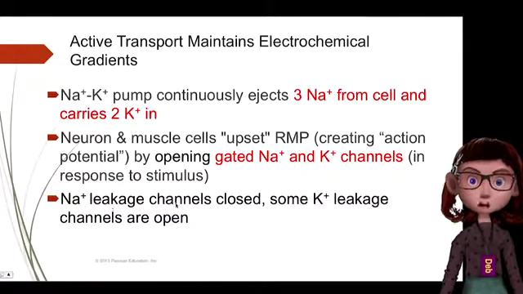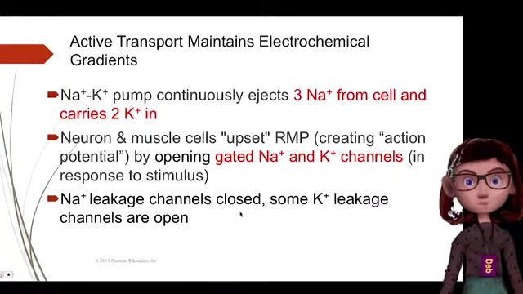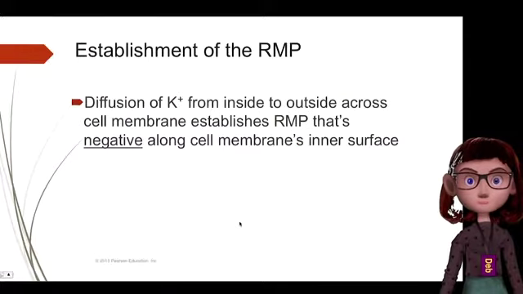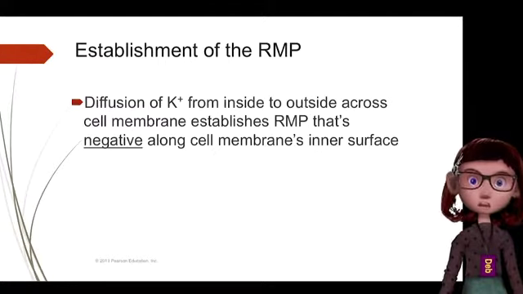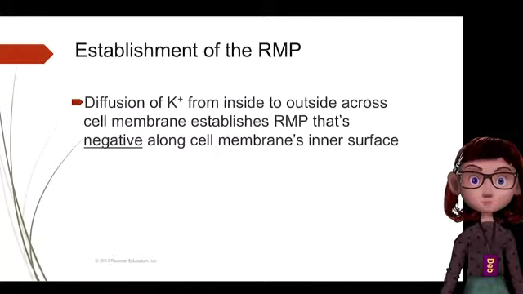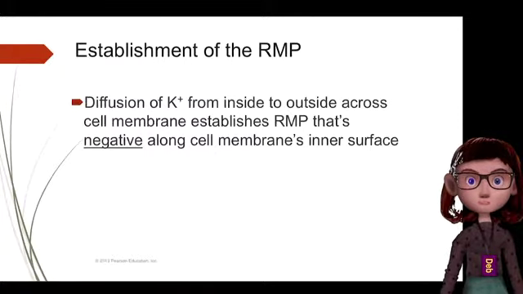Sodium leakage channels are closed and some potassium leakage channels are open. To establish the resting membrane potential, remember, there is some diffusion of potassium from inside to outside across the cell membrane, and that's actually what's going to establish this resting membrane potential that's negative along the cell membrane's inner surface.